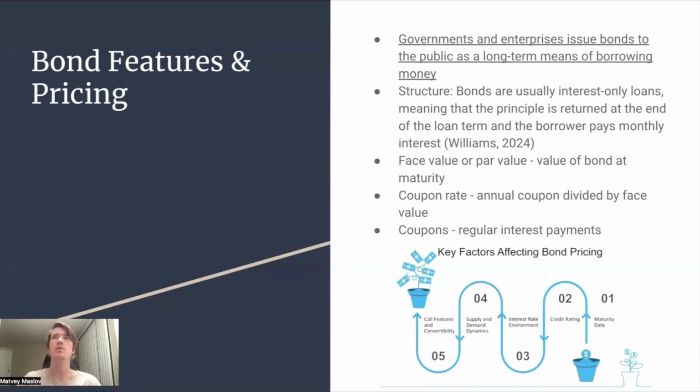It's not necessarily the same as the present value or the future value, because it is the fixed value of that bond initially. While present value and future value can both react to interest rates, credit ratings, maturity dates, supply and demand dynamics, call features, and convertibility, as you can see from the picture below. And then there's also a coupon rate, which is the annual coupon divided by face value. Coupons are the regular interest payments that the bondholder receives and the bond issuer pays.